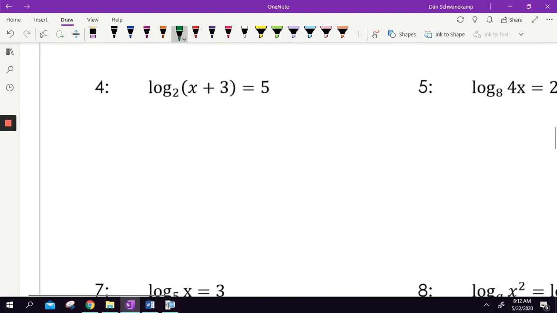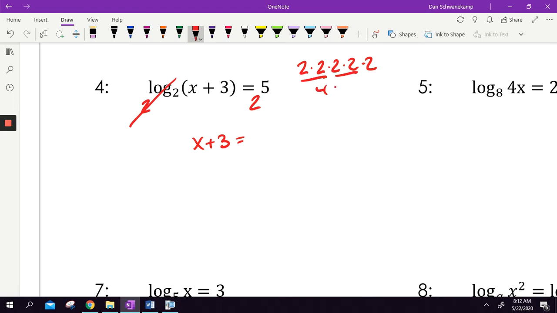Number 4, log base 2 of x plus 3 is equal to 5. The first thing I want to do is get rid of log base 2. How do I do that? 2 to a power, 2 to a power. That's going to cancel. X plus 3 is equal to 2 to the 5th. Well, 2 to the 5th is 2 times 2 times 2 times 2 times 2. These two get you 4. Those two get you 4, times 2. 4 times 4 is 16, times 2 is 32. You could just know that, but I'm just showing you. That's not as scary as it seems. 2 to the 5th is 32. Minus 3. X is 29.